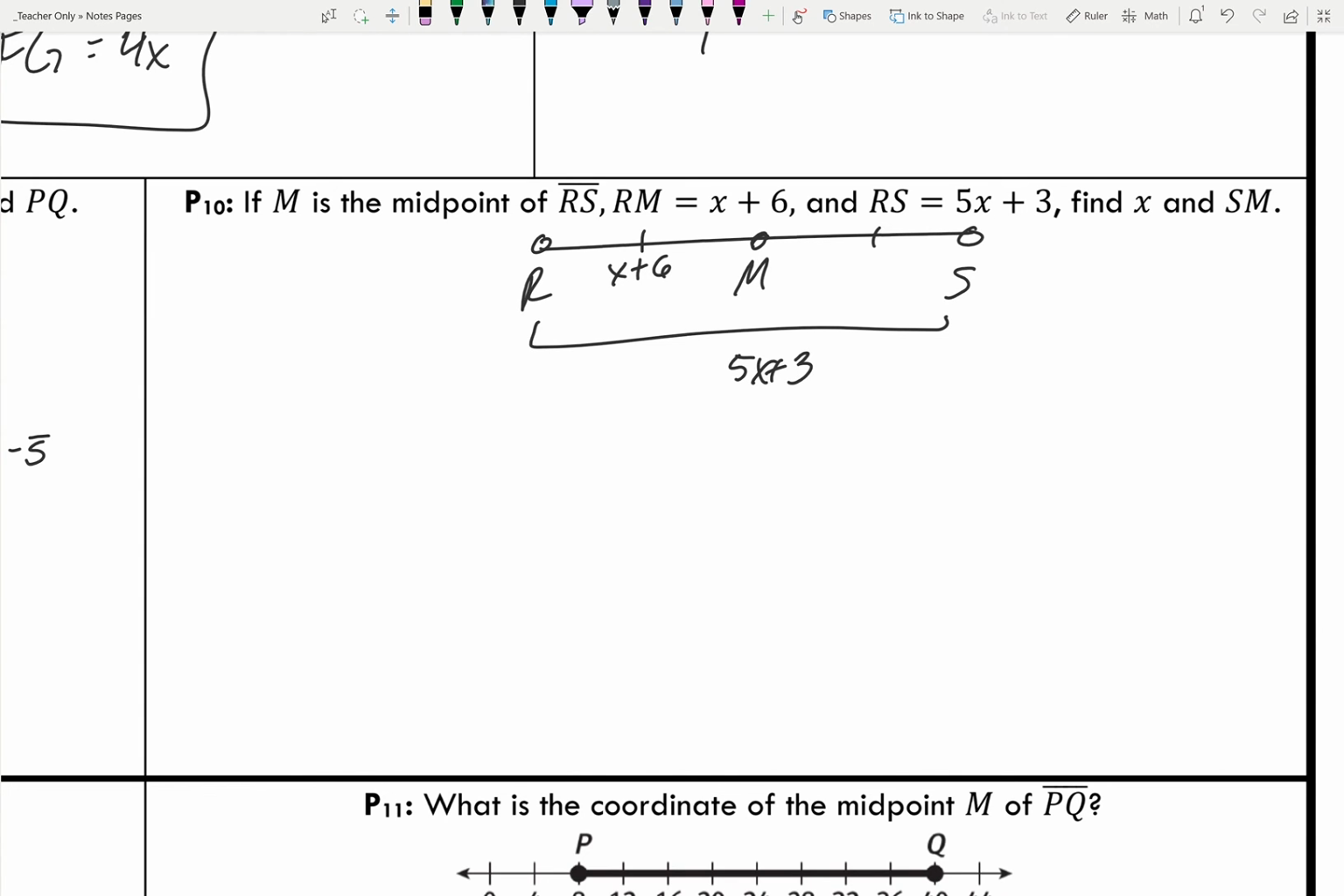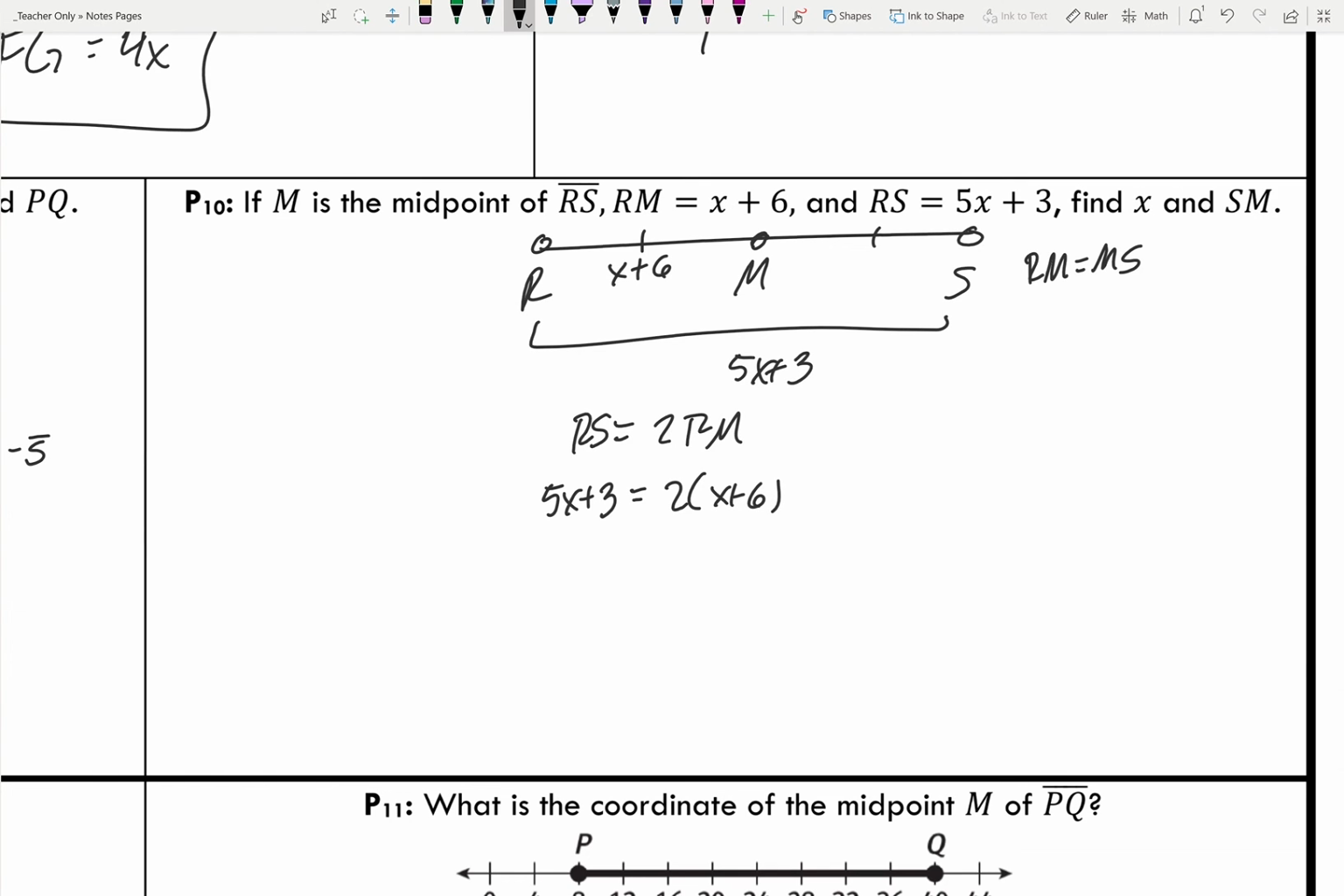Let's just take RS and set it equal to 2 times whatever RM is, right? Because RM and MS are the same thing, so I don't have to worry about that. All I've got to do is multiply 2 times RM to give me this. Whatever this number for RM will be, it's also going to be the same thing for MS. So once I find RM, I find MS. So multiply RM by 2 to get RS. Plug in what we know. RS is 5x plus 3, then RM is x plus 6.